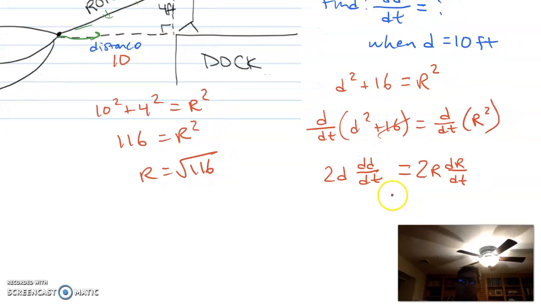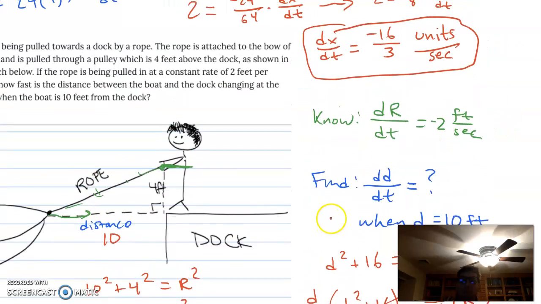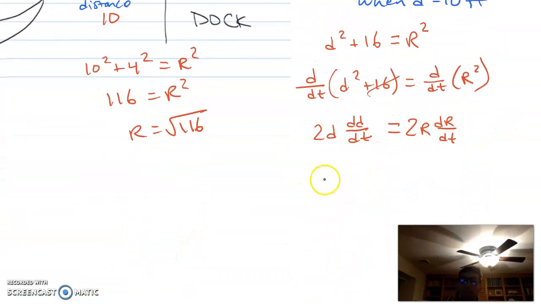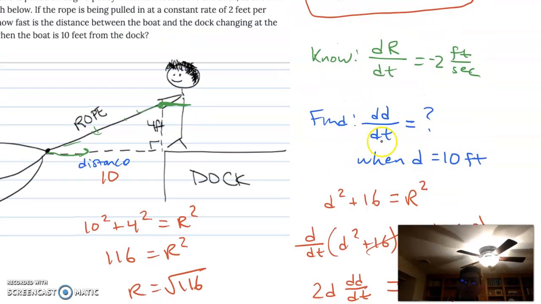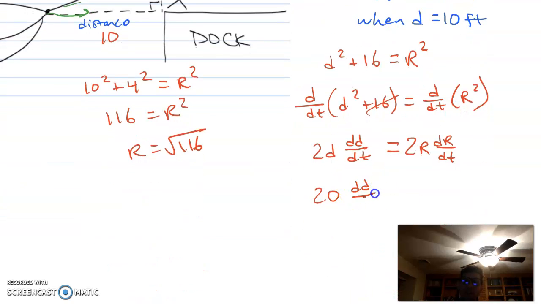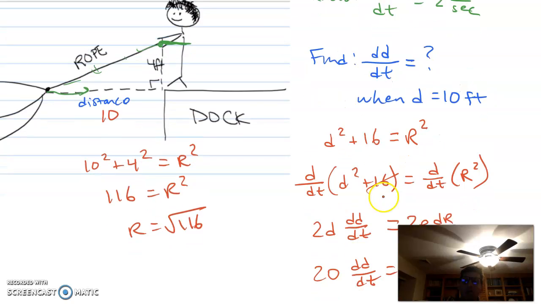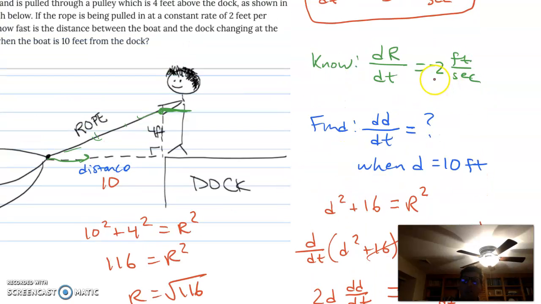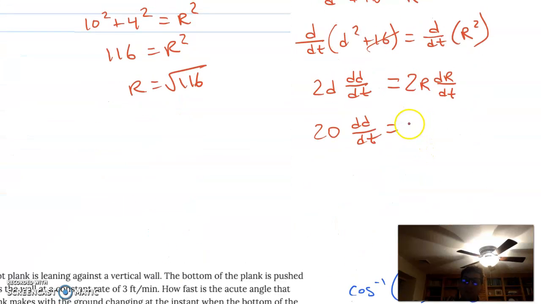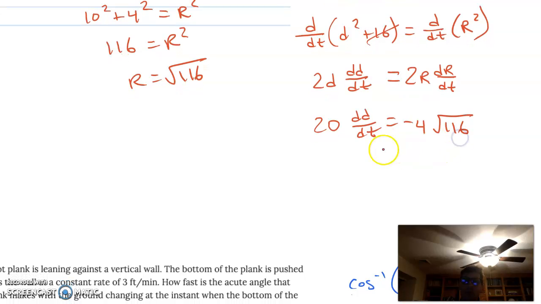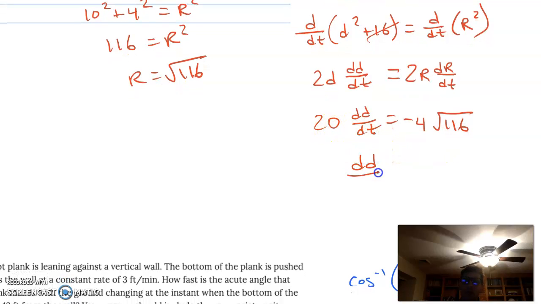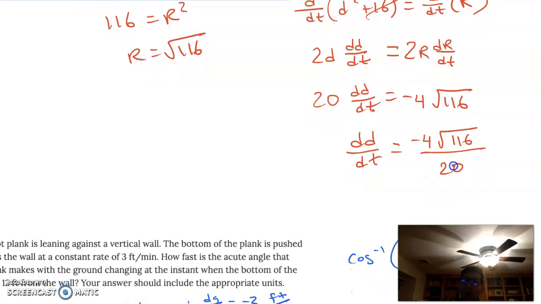So now we could plug in some of these values. We know that d is 10, so this would be 20. So we want to find dd dt. We know that r is root 116 and dr dt is negative 2. So it'd be negative 4 root 116. So I just divide by the 20 and I think we've got it, right? Negative 4 root 116 over 20.